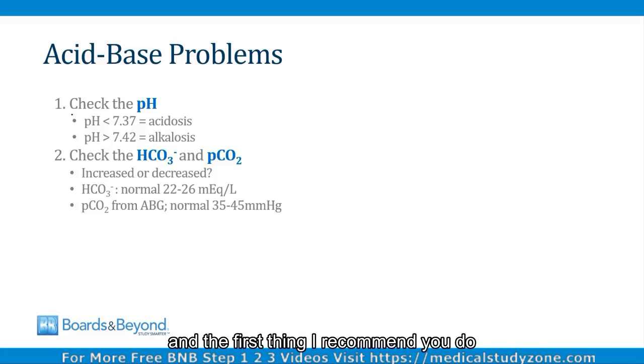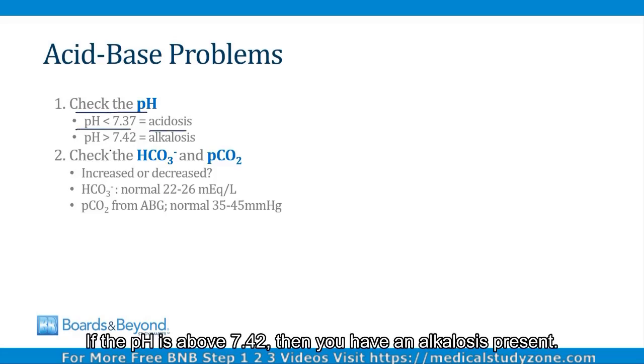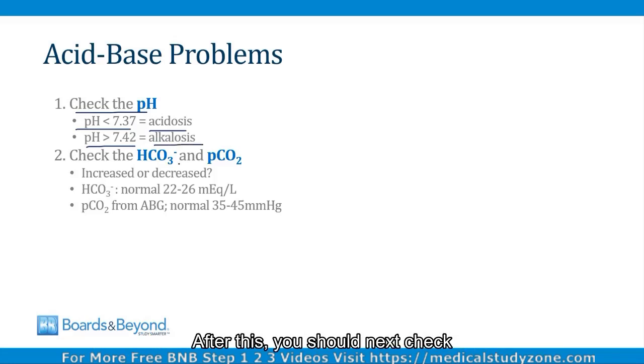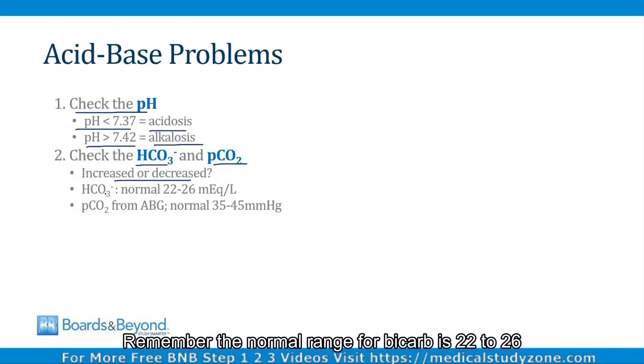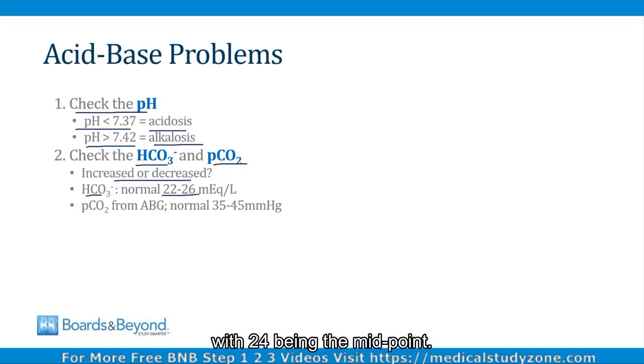The first thing I recommend you do in an acid-base problem is check the pH. If the pH is less than 7.37, then you have an acidosis present. If the pH is above 7.42, then you have an alkalosis present. After this, you should next check the levels of bicarb and PCO2 and ask yourself whether these are increased or decreased. Remember, the normal range for bicarb is 22 to 26, with 24 being the midpoint. The normal range for PCO2 is 35 to 45, with 40 being the midpoint.